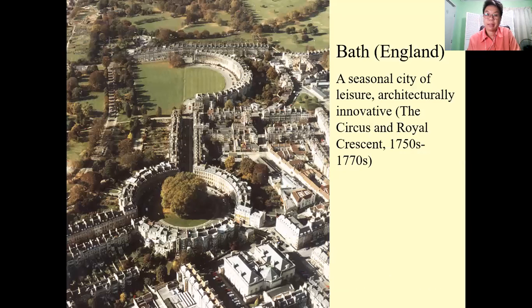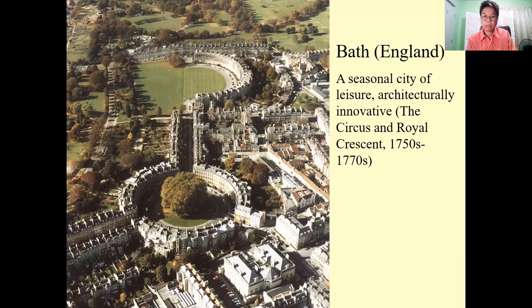And of course, you have Bath, England, which actually has a lot of innovative architecture. And of course, if you've seen the Royal Crescent from above, usually in the map, there's a Royal Crescent and what is described as a circus in the 1700s. So as early as the 1700s, you already see this type of architecture.